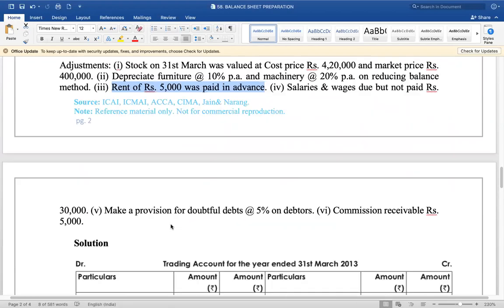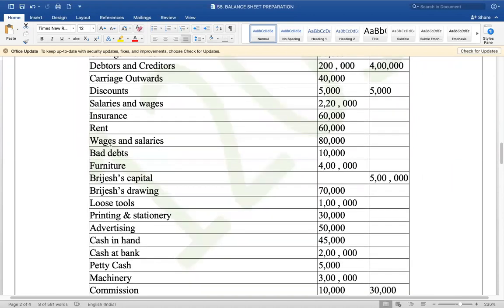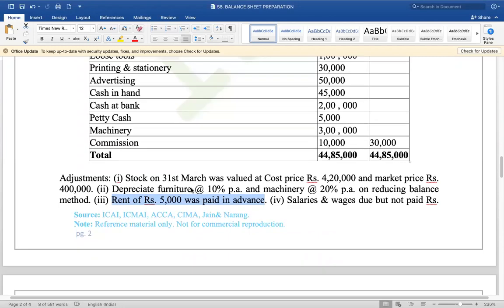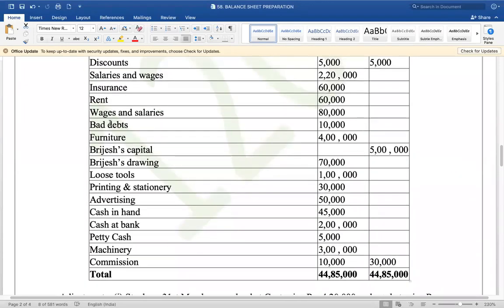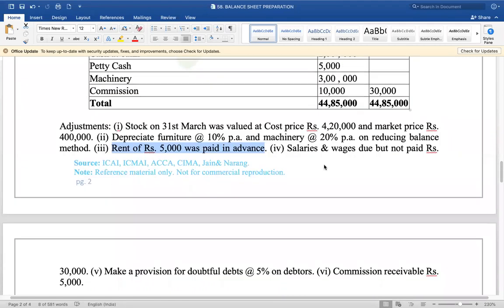Next item is, where is this? Yeah, rent is over. Is there any other adjustment for rent? Nothing. Next is wages and salaries. Is there any outstanding for wages and salaries? Outstanding wages and salaries. Yeah, there is no adjustment if I'm not wrong. You also keep checking along with me.